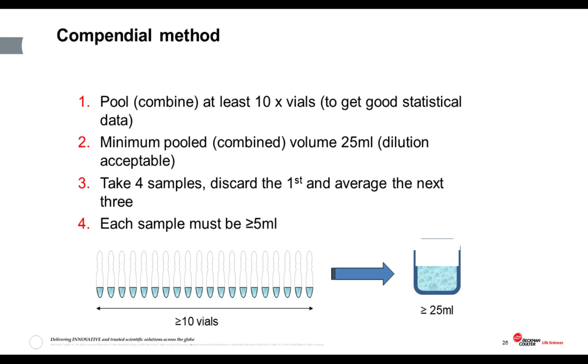However, they go on to say that 4 samples of 5 ml each are taken from the pooled sample, asking that the first sample results are discarded to prevent carryover from the previous test, and that the subsequent 3 sample results are averaged. Now, to accomplish this test, the pharmacopoeias require that the total pooled volume of these vials must be at least 25 milliliters as a minimum. So in many cases, more than 10 vials are required to achieve this minimum pooled volume, depending on the dosage volume in each of those vials.